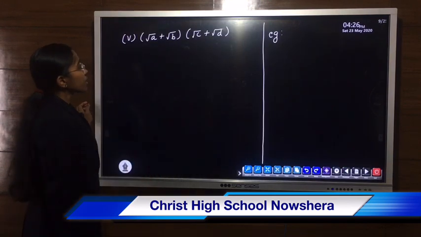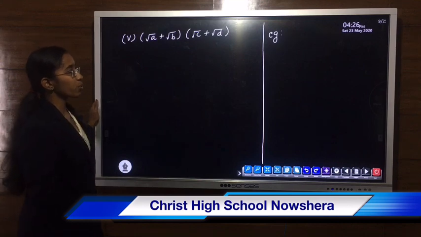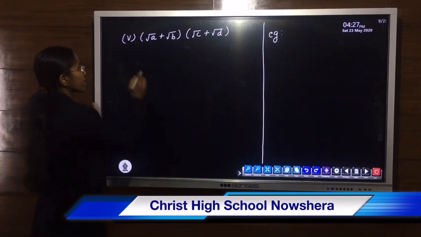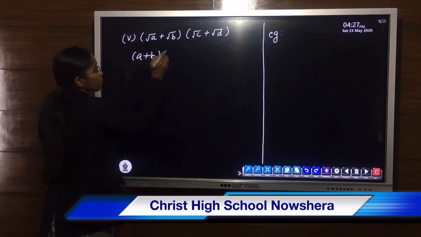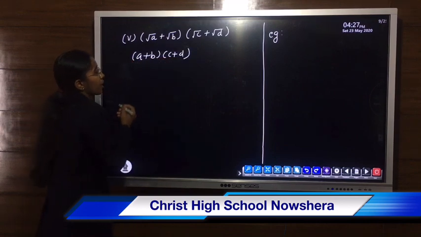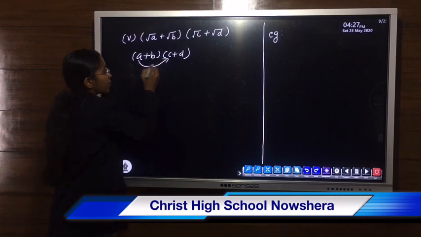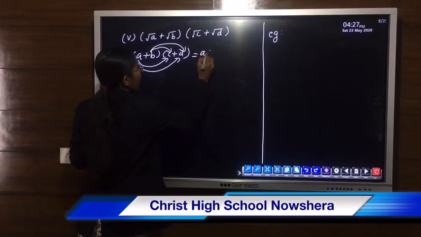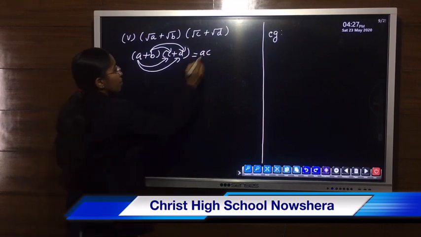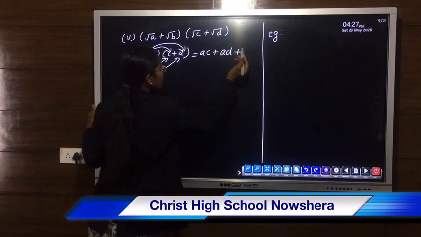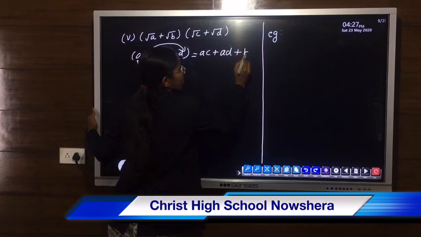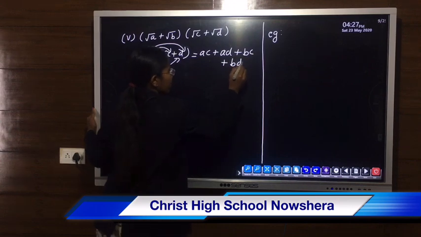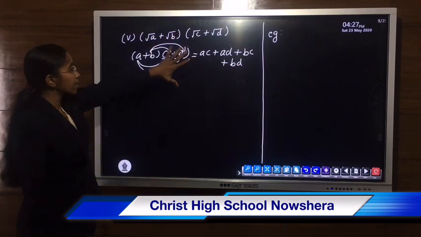Fifth equation. Root a plus root b into root c plus root d. Actually, what is (a plus b) into (c plus d)? We are multiplying this a with c first, then again with d, then b with c and again with d. So here our answer is a into c, ac, plus a into d, ad, plus b into c, bc, plus bd. Here also we are using the same process.